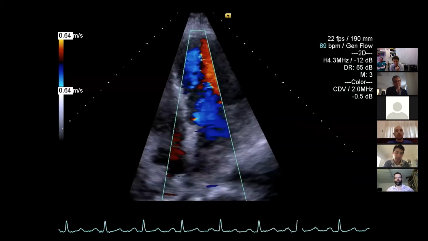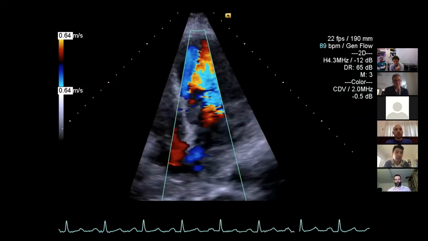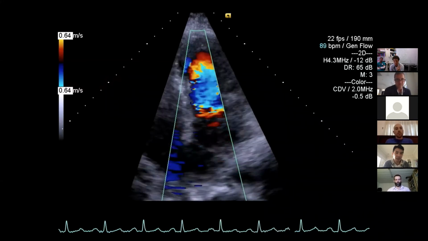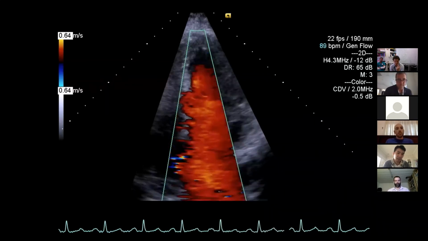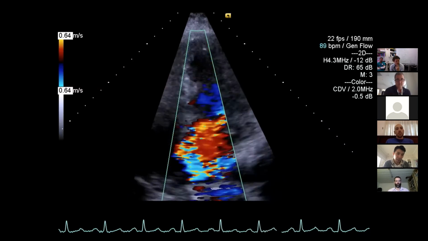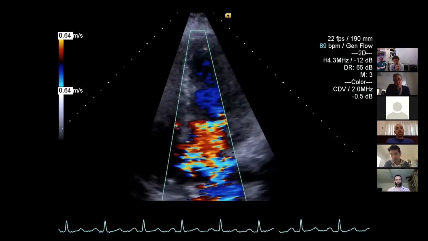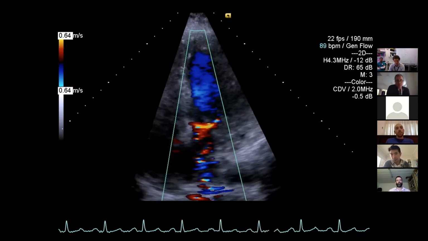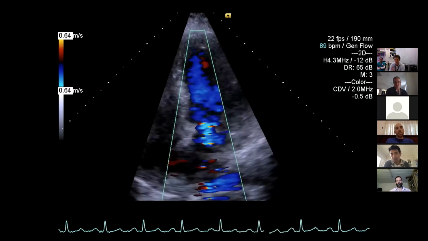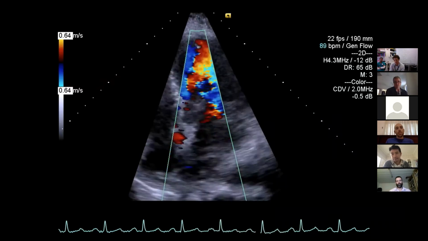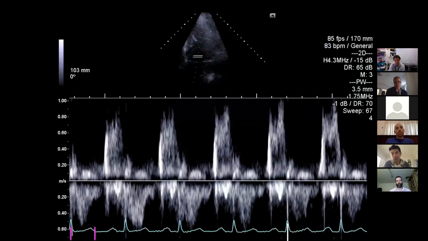Nice. It depends on your settings, the appropriate velocity scale and gain settings. Yeah. And the eccentric nature of the jet. I think we've got a Coanda effect with it hugging that wall, which can mess up the jet area. That's true. Yeah. Beautiful.